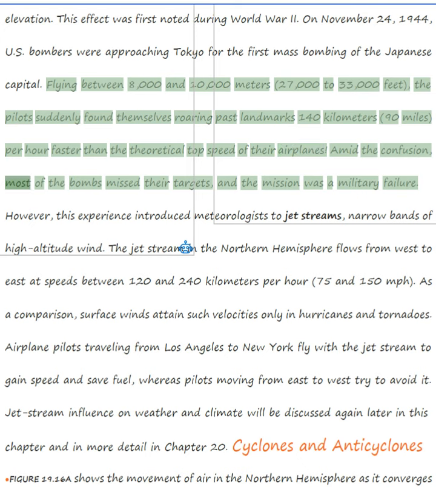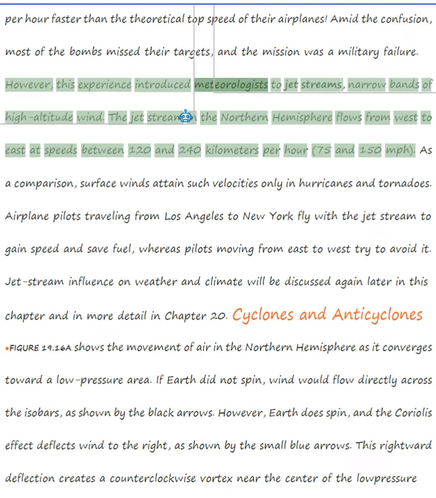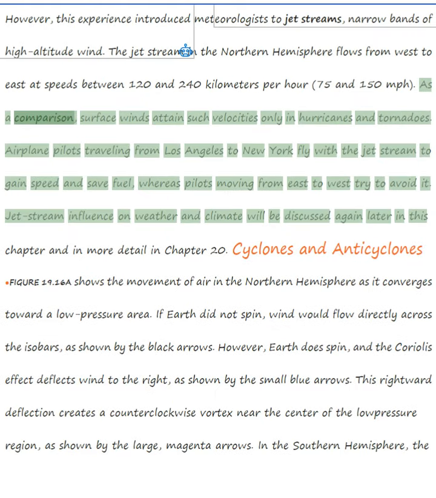Amid the confusion, most of the bombs missed their targets, and the mission was a military failure. However, this experience introduced meteorologists to jet streams, narrow bands of high-altitude wind. The jet stream in the northern hemisphere flows from west to east at speeds between 120 and 240 kilometers per hour. As a comparison, surface winds attain such velocities only in hurricanes and tornadoes.